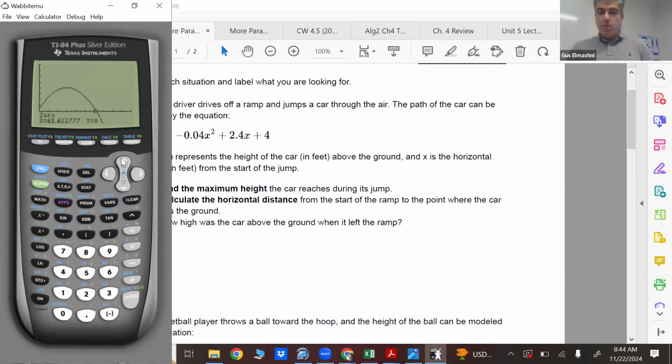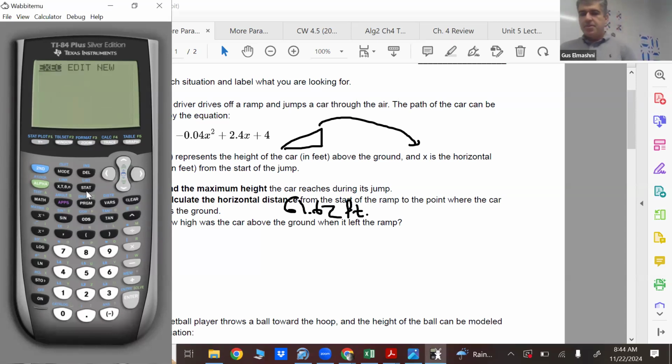So it's going to be at 61.63 feet or 62, yeah, 62 feet. So 61.62 feet is where it lands on the ground. So again, here's the ramp. You can either do that or the program, if you have it in your calculator. Just make sure it's accurate. But if you have the program, it's totally fine. That's all you have to do.